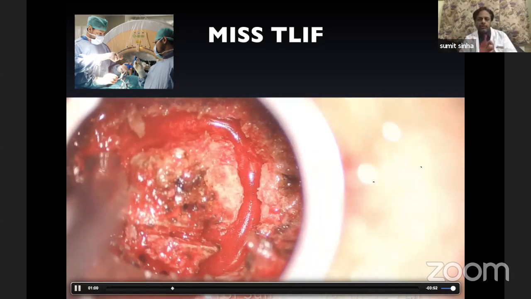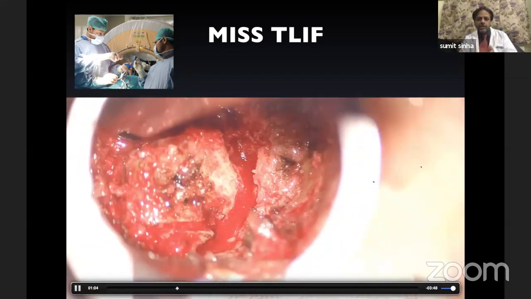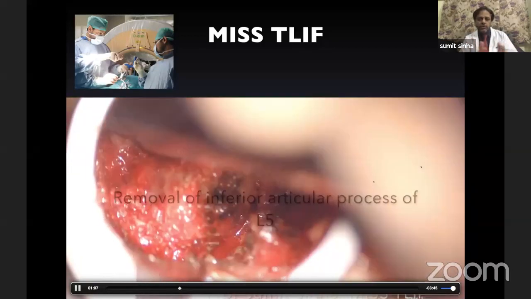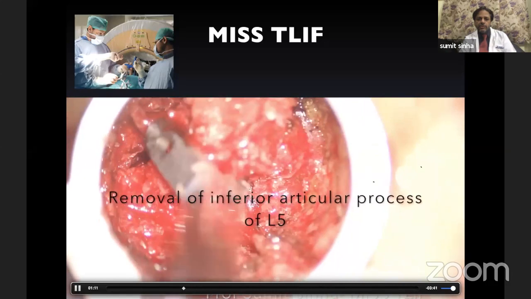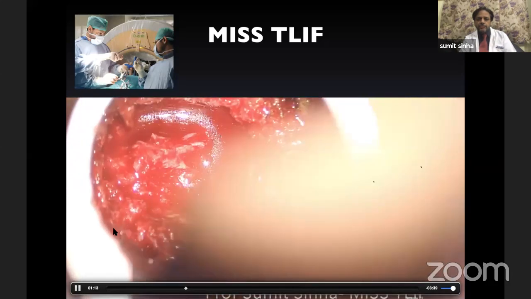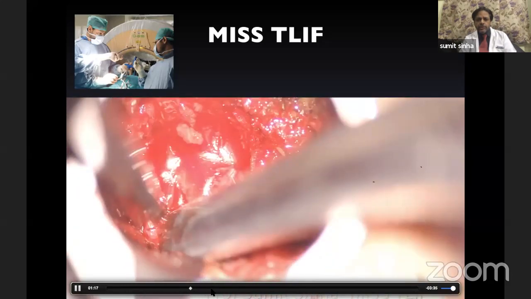So you can work fearlessly in this zone and work on the disc, work on the interbody space, and do whatever you like. Removal of the inferior articular process after the completion of this osteotomy, and there you are removing the further soft tissue over there.